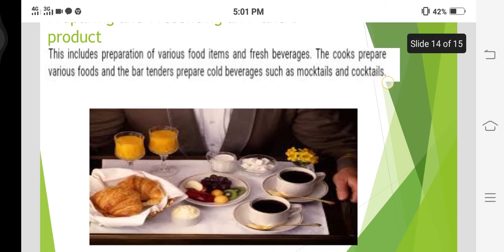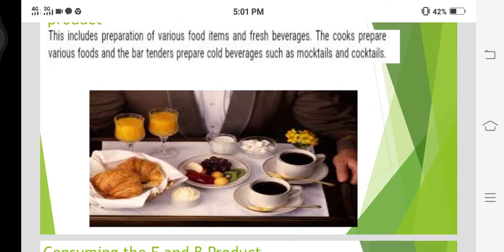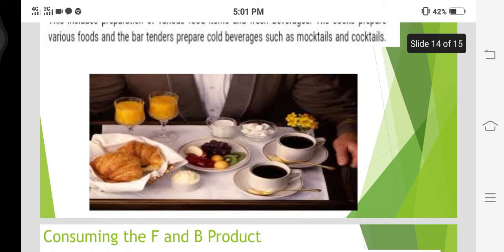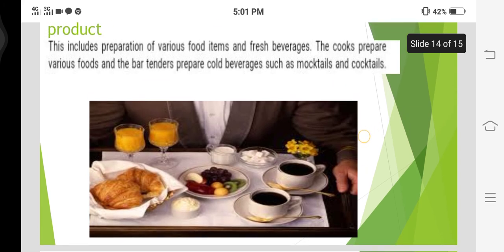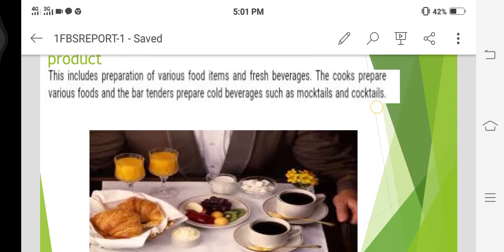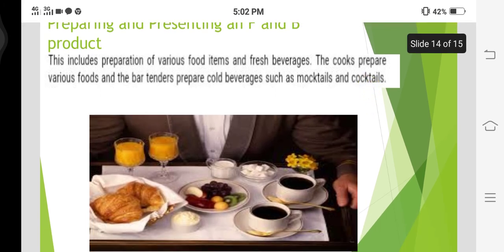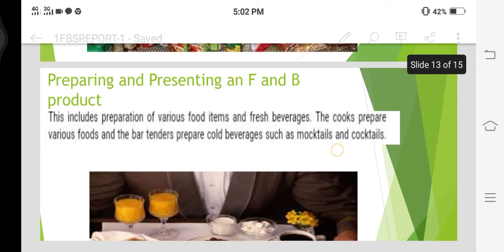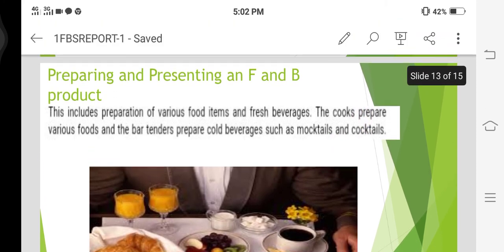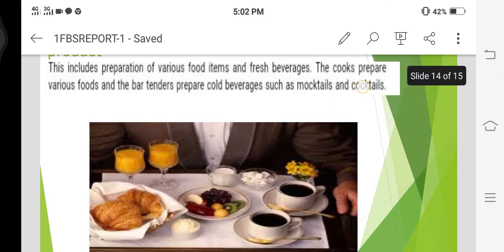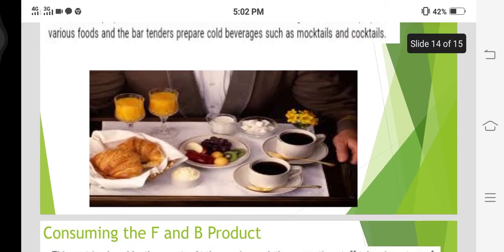Preparing and presenting an F&B product. This includes preparation of various food items and fresh beverages. The cooks prepare various foods and the bartenders prepare cold beverages such as mocktails and cocktails. So preparing and presenting F&B product is the responsibility of the chef, cook, kitchen, and the waiter or waitress. After the process, if the food is already processed by the kitchen or the chef cook, the waiters must serve the product.